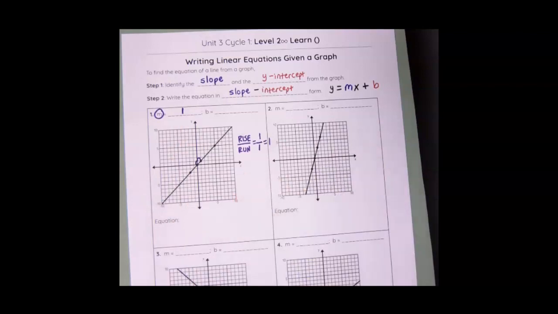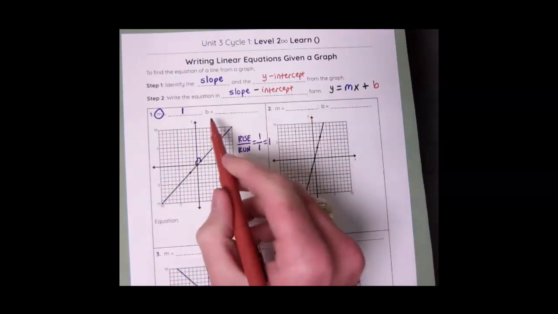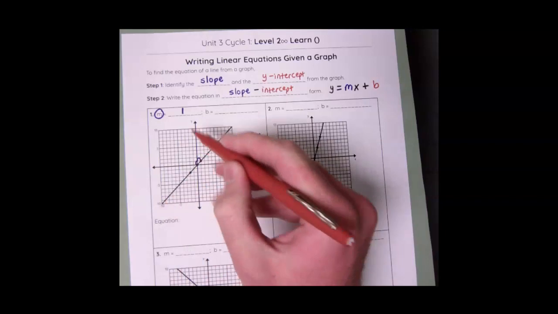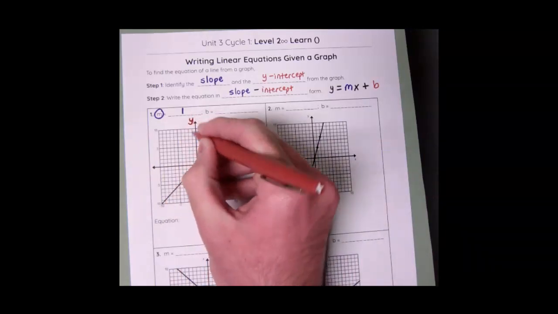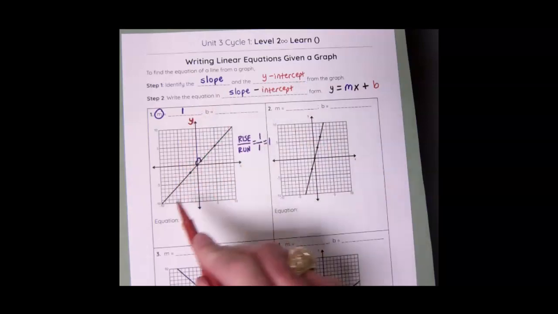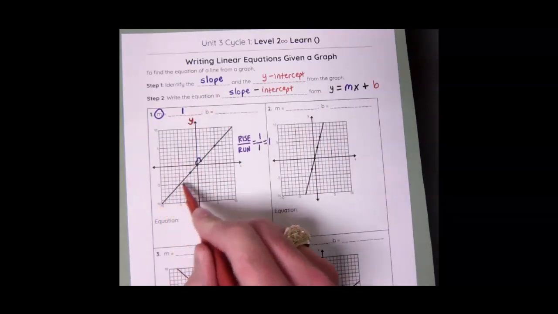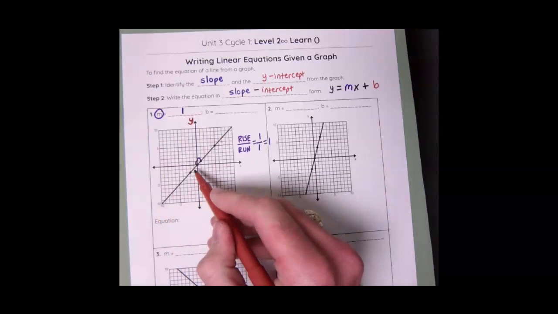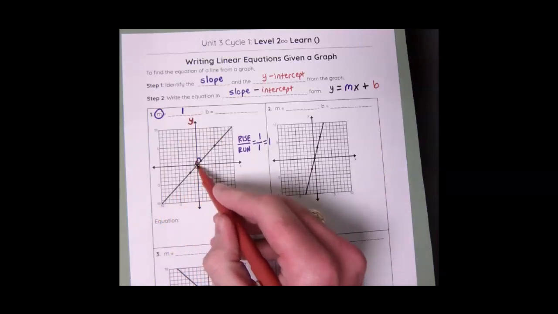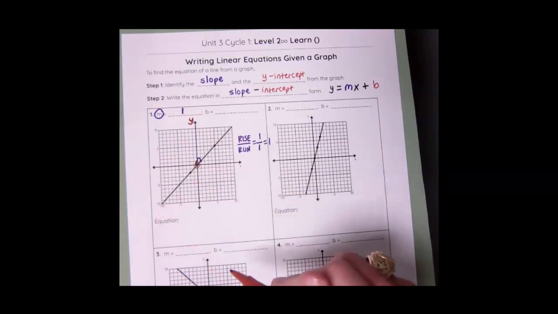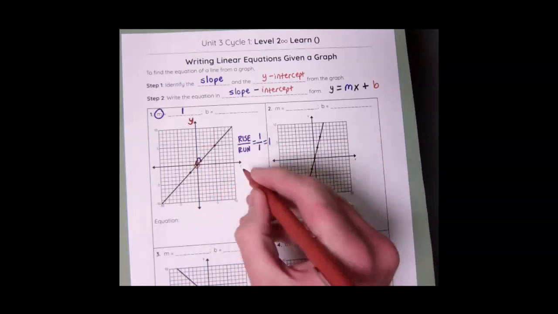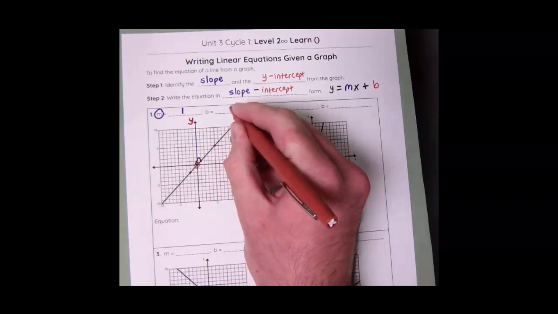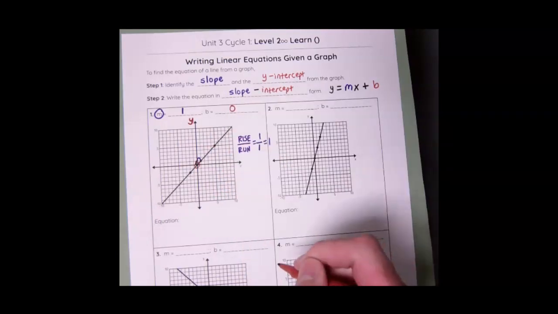Now my y-intercept is where the line crosses the y-axis. This is my y-axis right here. It goes up and down. So I'm going to try to find where my line crosses my y-axis. It crosses right here at 0, 0. So the y value is 0. So that means my y-intercept is 0.